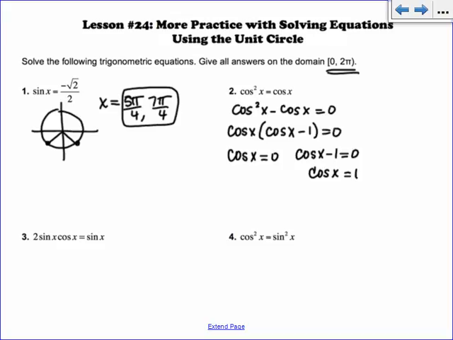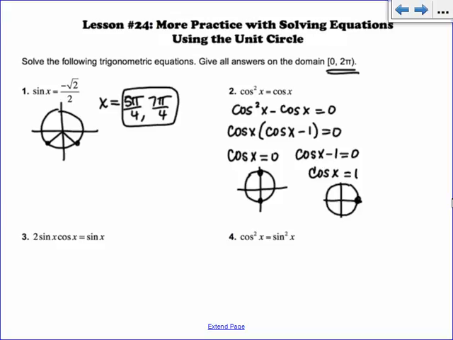So on our unit circle, cosine is equal to 0 in two locations, right? That's the x value on your unit circle, the x coordinate. So it would be at the top and the bottom of our unit circle. And then cosine is equal to 1 in one location. You could write 0 and 2 pi for that one, but notice our domain here was 0 to 2 pi, like that. 0 with a bracket, 2 pi with a parenthesis.